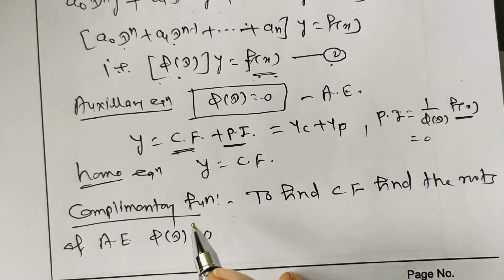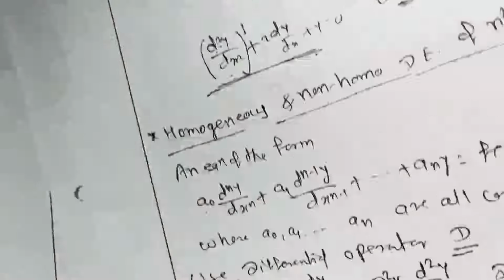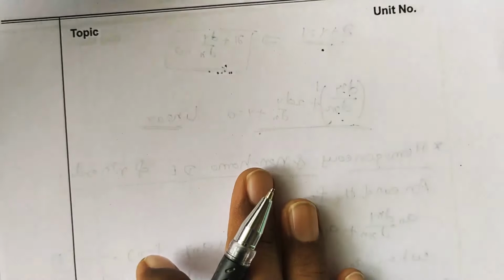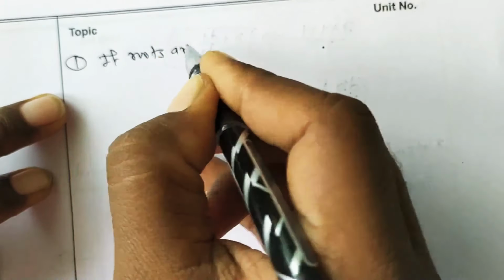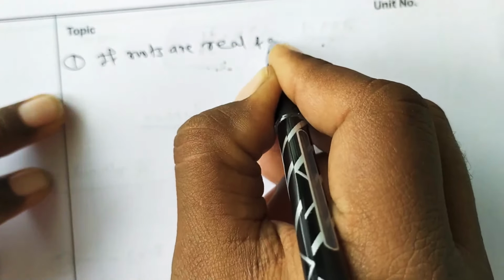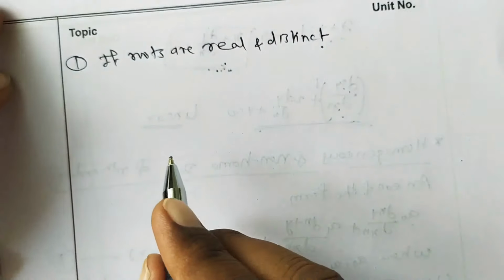Okay, now how do we find the complementary function? First we have to find roots of the auxiliary equation phi of D equal to 0. Now you think about the roots. What are the possibilities of roots? There are 4 cases. The first possibility is if roots are real and distinct, means some equation has real roots, some equation has imaginary roots. So the first case is, if roots are real and distinct, then how do we write the complementary function?